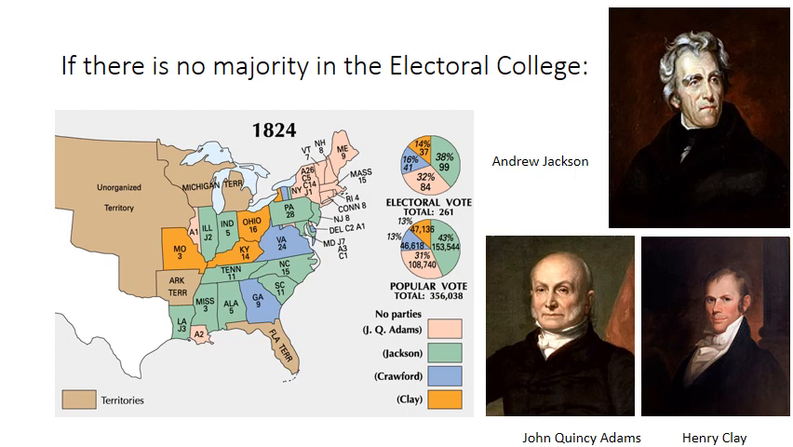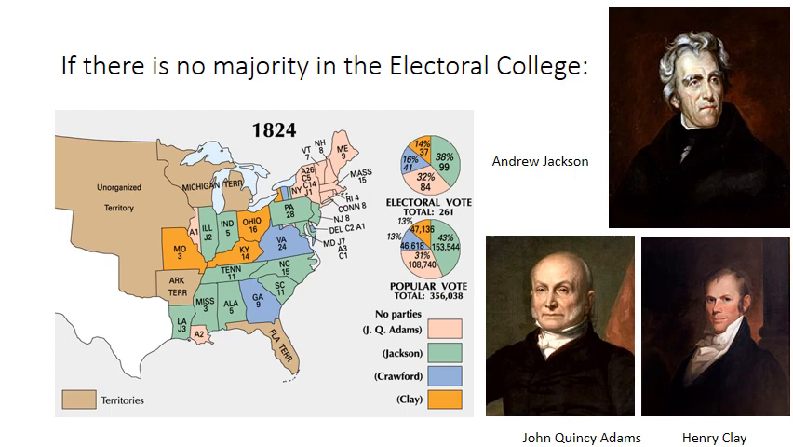Now, Jackson won, according to this count, 43% of the popular vote, not a majority, but a plurality. And he also won more electoral votes than anyone else. He won 99 electoral votes. Crawford 41, and Adams 84, and Clay in fourth place was 37. But if no one receives a majority of the electoral votes, Jackson had more than anyone else, a plurality but not a majority, then the House of Representatives decides who's going to become president.